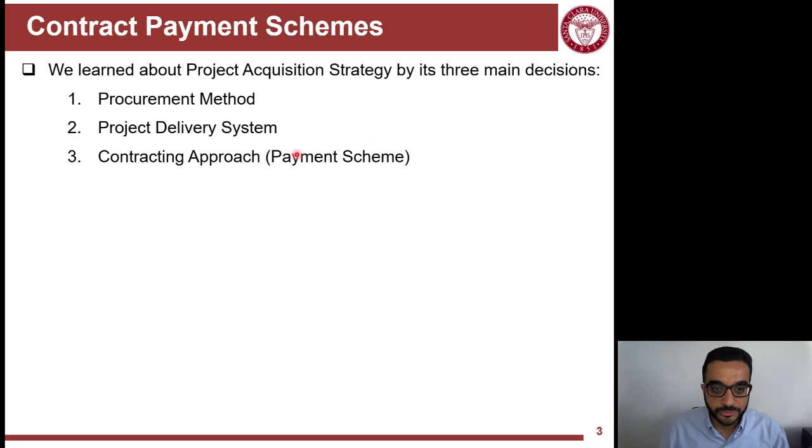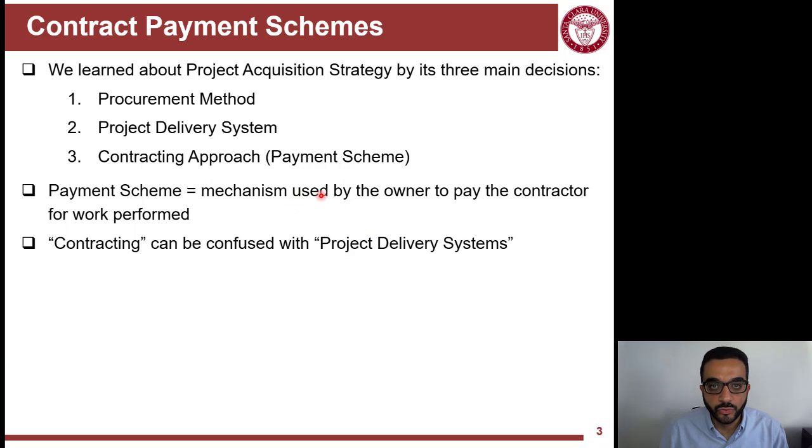Payment schemes, or contracting approach, is one of the three things that a project acquisition strategy will entail. So when you, as an owner for a project, make a decision about the project acquisition strategy, one of the things you need to decide is how you're going to pay those parties who are involved in the project, like the contractor and architect. But mostly here we're covering the payment schemes that are applicable to contracting or construction.